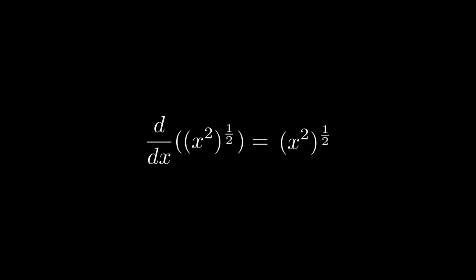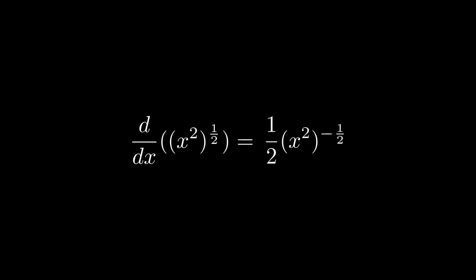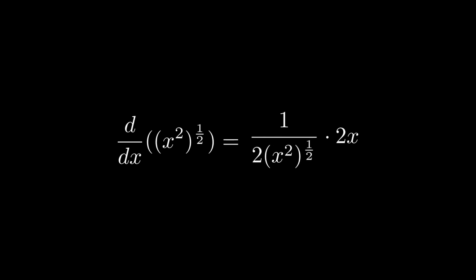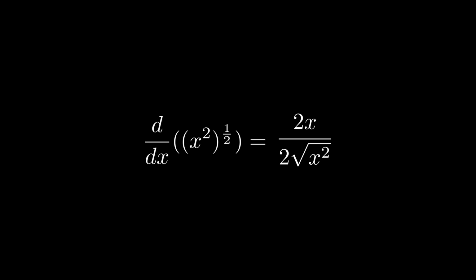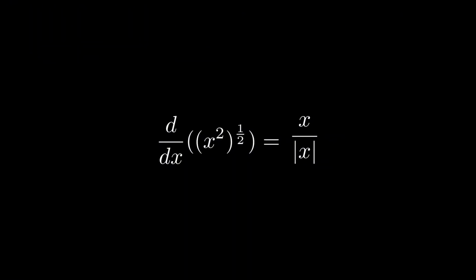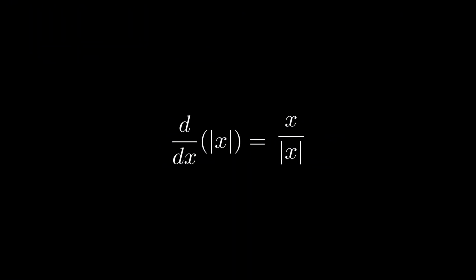Now, let's actually take that derivative. By rewriting the square root as the 1/2 power, we can use the power rule to take the derivative of the square root function, leaving us with 1/2 times x squared to the negative 1/2 power. Next, we use the chain rule. Taking the derivative of the inner function x squared gives us 2x. Multiply them together, and then do some algebra. With that, we get our final answer: x over the absolute value of x.